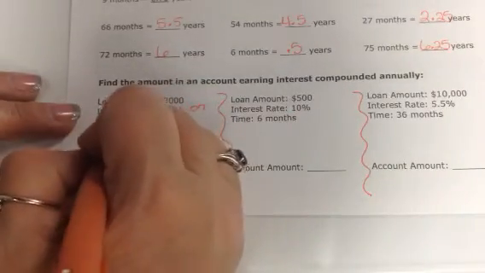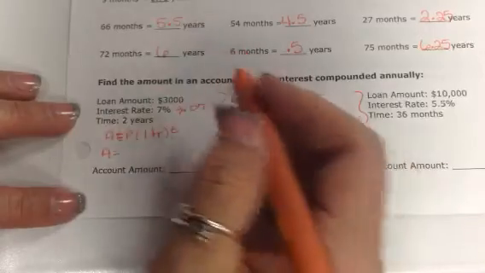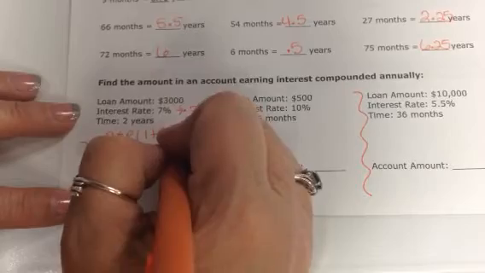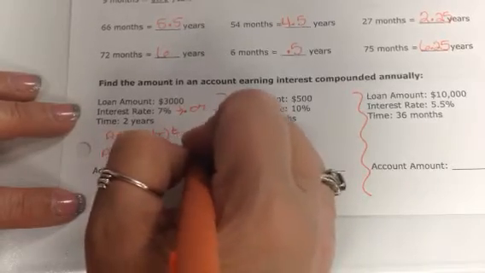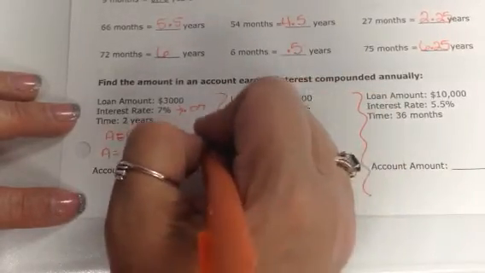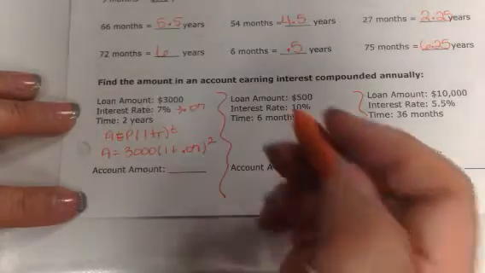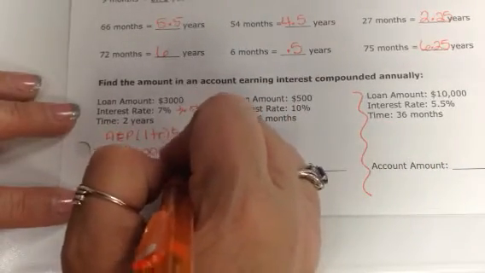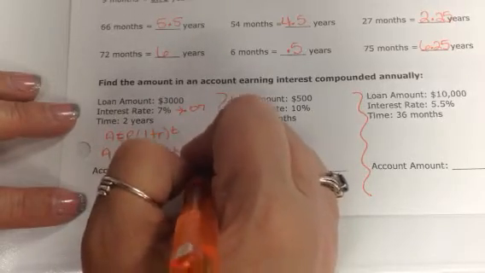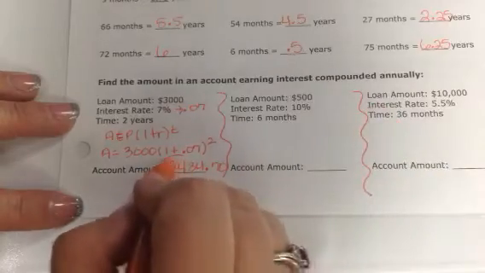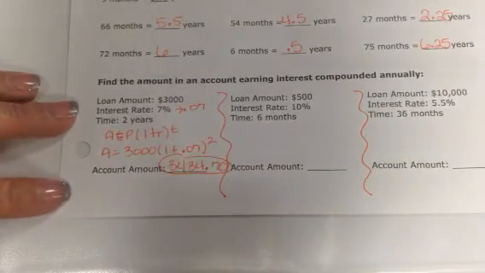Okay, so we're going to fill in. A equals, my P is 3,000 times 1 plus my r, which is 0.07. And it's all to the 2, and that 2 is an exponent. So when you put it in the calculator, you have to put it in exactly how it looks and make that 2 an exponent. Okay, I'm going to come out with $3,434.70. This is the total amount I pay.